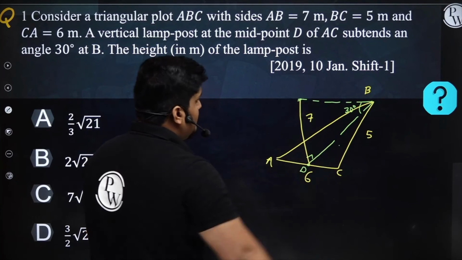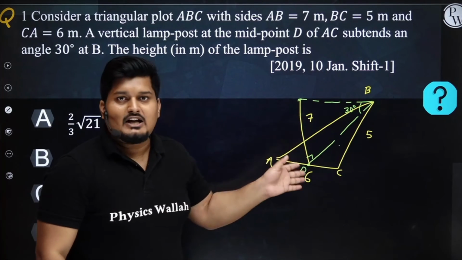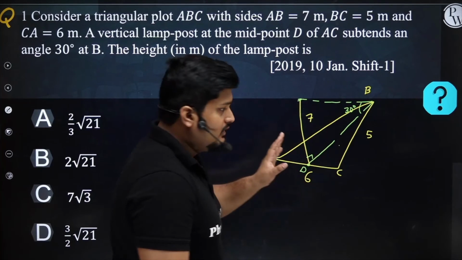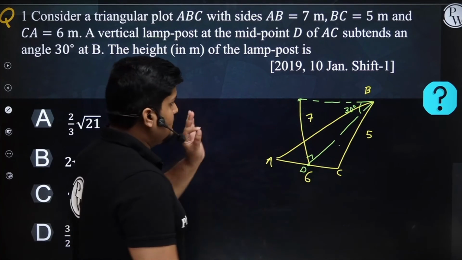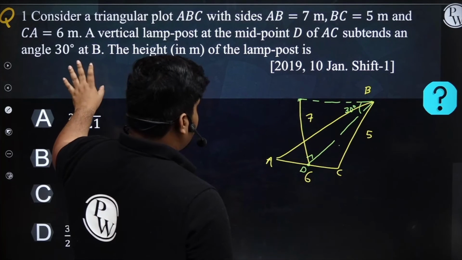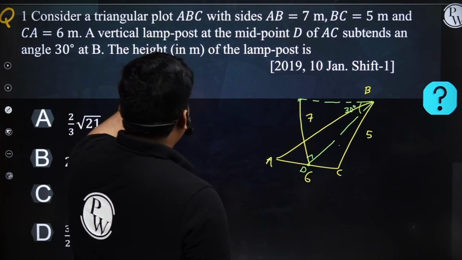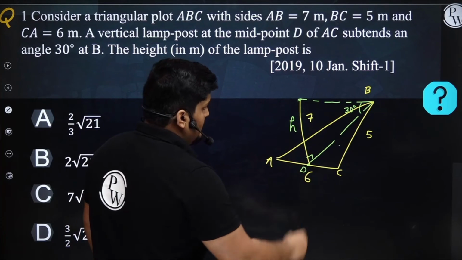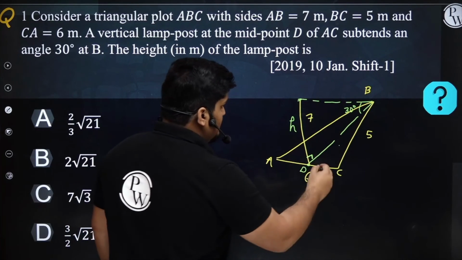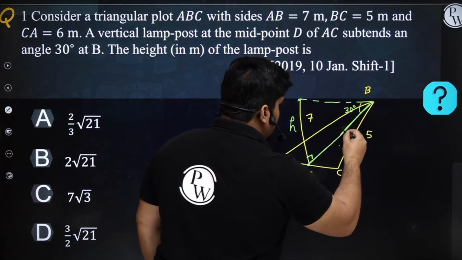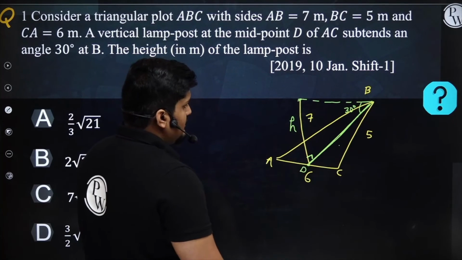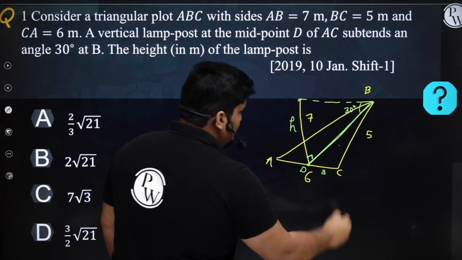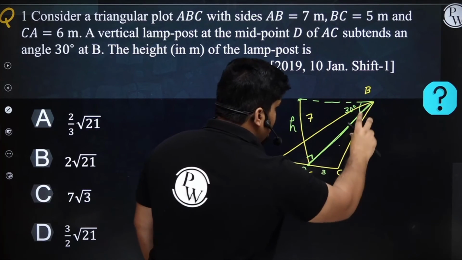Right, this is out of the plane. I hope you can imagine that this is out of the plane. This is 30 degrees, clear, and this is 7. The height of the lamp post is, let's say, H. This is a median here. The length CD will be 3, and this is 5.